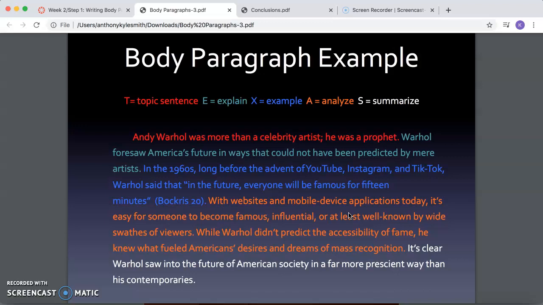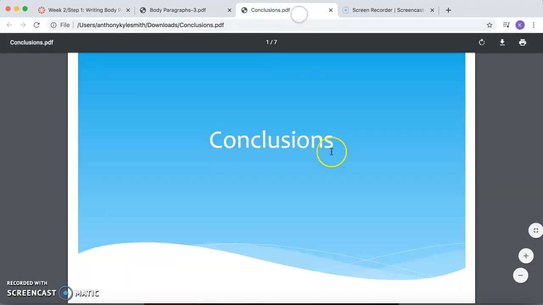So if we just look at the topic, Andy Warhol was more than a celebrity artist; he was a prophet. So we know that this paragraph is going to be about Andy Warhol being a celebrity artist who was also a prophet. He could see into the future. And then we explain that, give an example of how he was a prophet. We analyze what that means that he was a prophet. What does that mean for society or for art or whatever tack the writer decided to take with this. And then summarize the paragraph in S. So those are body paragraphs. Let's talk briefly about conclusions.